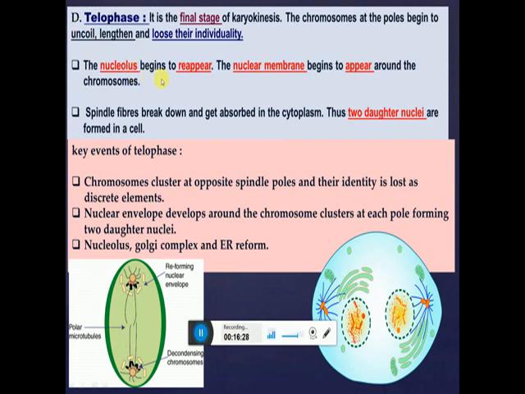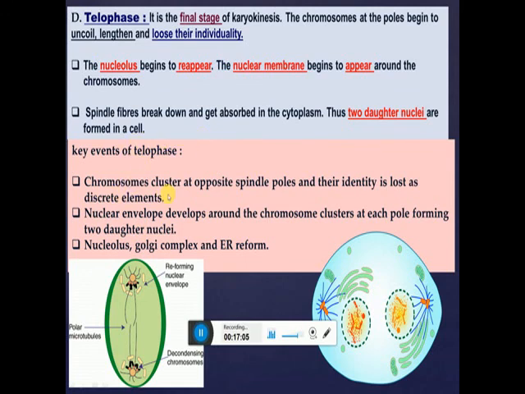The nucleus begins to reappear. The nucleolus begins to reappear inside the nucleus. The nuclear membrane begins to appear around the chromosomes. So two nuclear membranes are formed in one cell. At each pole, around the group of chromosomes, the nuclear membrane starts to form. This is the nucleolus inside it. So two nuclei are formed. Spindle fibers break down and get absorbed in the cytoplasm. Thus two daughter nuclei are formed in the cell.